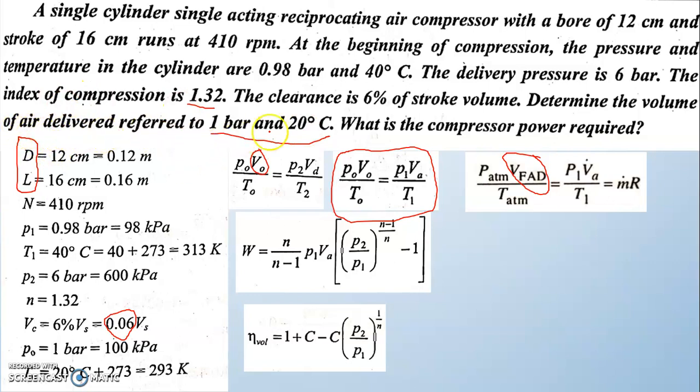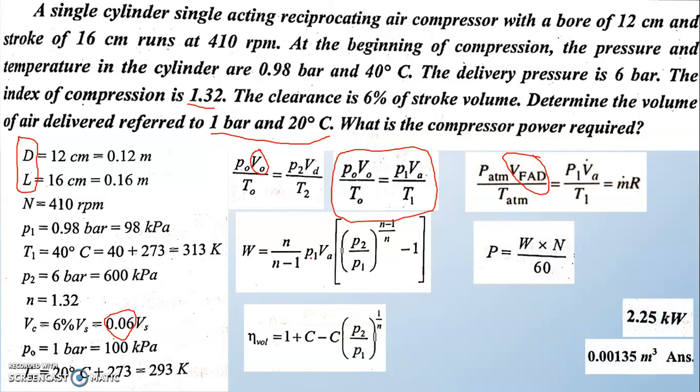That is the air delivered with respect to 1 bar and 20 degrees Celsius. The second thing we have to calculate is the compressor power. That is n by n minus 1 into P1 VA into (P2 by P1) all raised to (n minus 1) by n, where VA is the actual volume, already calculated for the calculation of VFAD. Substitute that value here and you will get the value of power. So our answers are 2.25 kilowatt for the power, and the value of VFAD is 0.00135 meter cube.